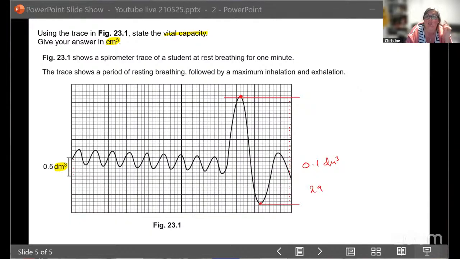So then what I'm going to do is times them together: the 29 times my 0.1 to give me my answer in decimeter cubed. And then I obviously want to convert that. So, which equals 2.9. And then I'm going to convert that into centimeters cubed, so I'm going to times that by 1,000. Oh, crumbs. To give me my 2,900.